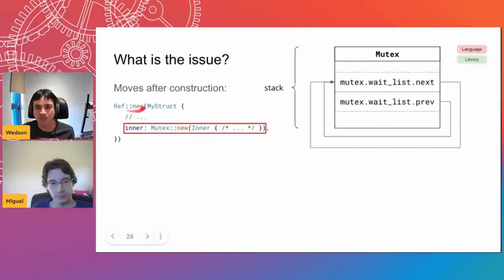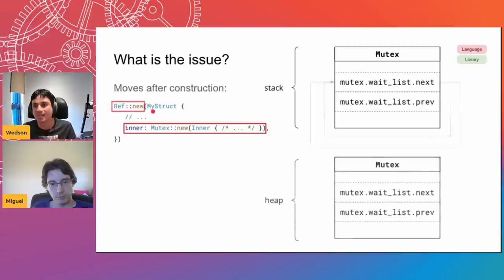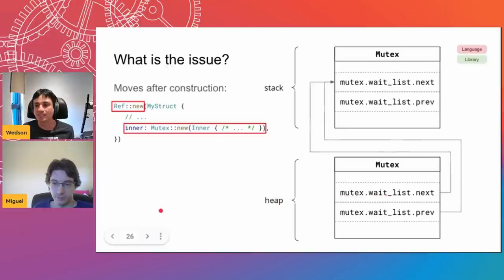ref new. Ref new actually allocates some memory on the heap, right? That is ref counted. And eventually we'll have something like this. We have mutex and we have the ref count up here, but this is on the heap, right? And what it does is it moves this argument here into this new heap allocation. So this object that we had initialized here with those pointers pointing to itself are just going to be copied bit by bit to the heap, right? And so the situation we end up with is this one.